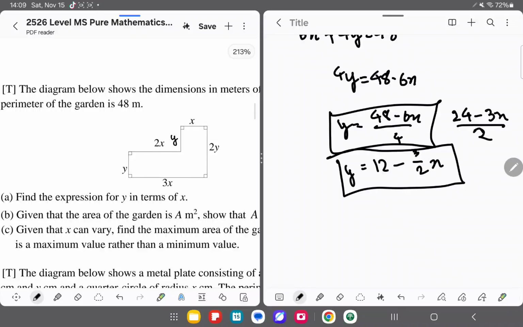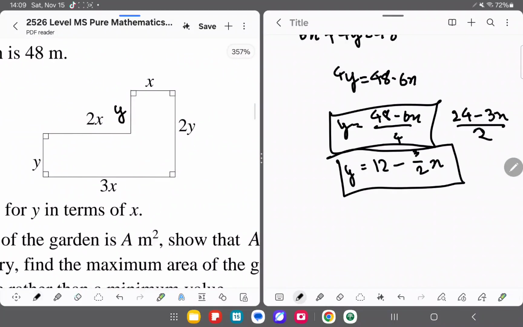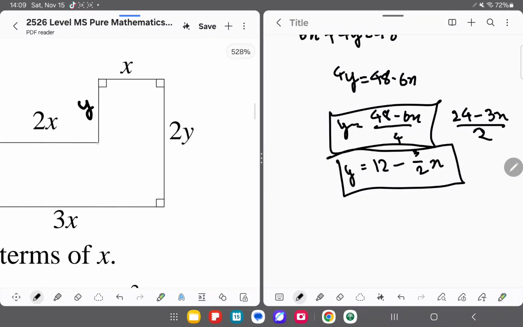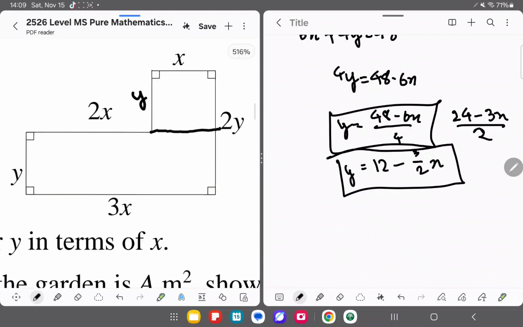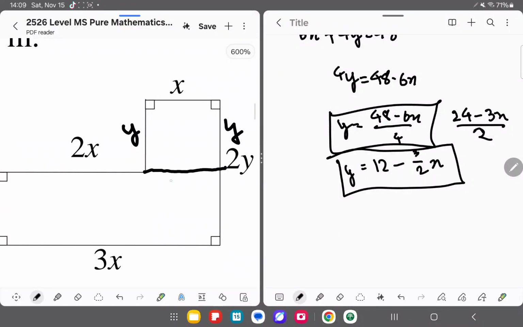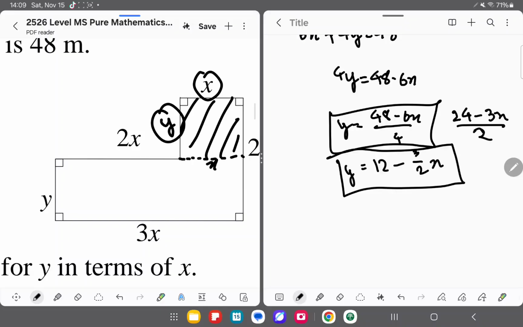So, given that the area of the garden is A meters squared, show that A is equal to 48x minus 6x squared. So we don't have a certain formula to find the area of this shape. However, we'll just individually split it into two shapes. We should keep in mind that this side is y. So given now that we have here two shapes, one is a rectangle, one seems to be a square. Since this side over here is x, yeah, it's a square, but it doesn't really matter. We just multiply this by this to get the area of this region.